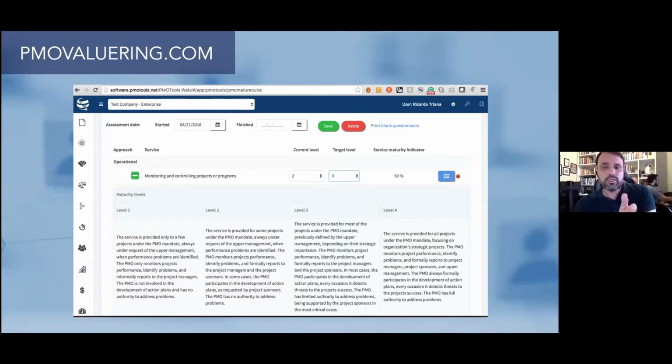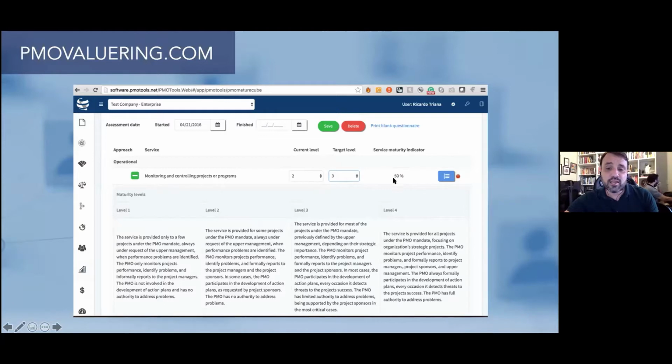So when you do this, you go to step number 6, and you will see these functions here. Can you see one of them? This one with a green sign. Monitoring and controlling projects or programs. If you click the green sign, you will see the levels of maturity. So you can read them and see, okay, my current level is 2, and my target level in 12 months will be 3. So there is a gap. I can click here and create my action plan.